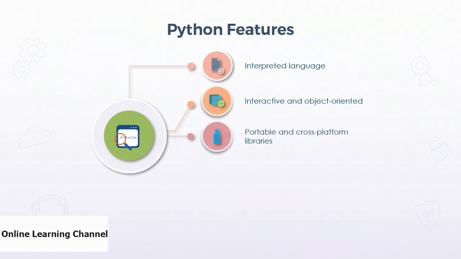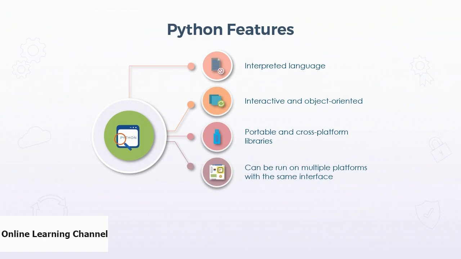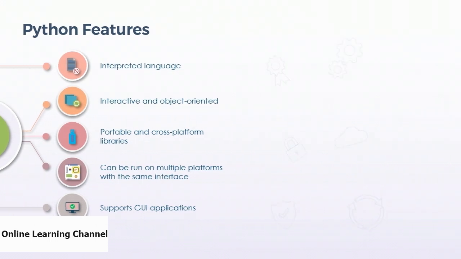Python is predominantly portable and has cross-platform compatibility on various operating systems. It can be run on different hardware platforms and has the same interface on all platforms. Python also supports graphical user interface applications on various operating systems. It provides an optimized structure and support for large and scalable programming.